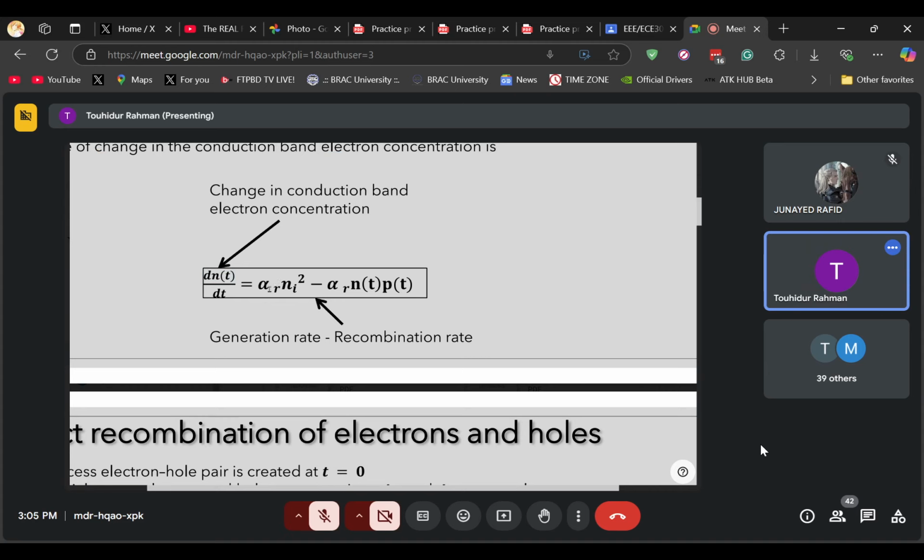generation, that is the thermal generation or electron hole pair generation. It can be thermal generation, it can be optically generated, we can generate EHP by applying an electric voltage, and so on. So we can use any kind of energy to generate electron hole pairs.